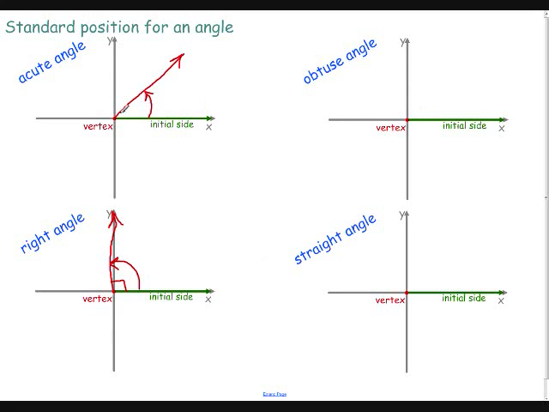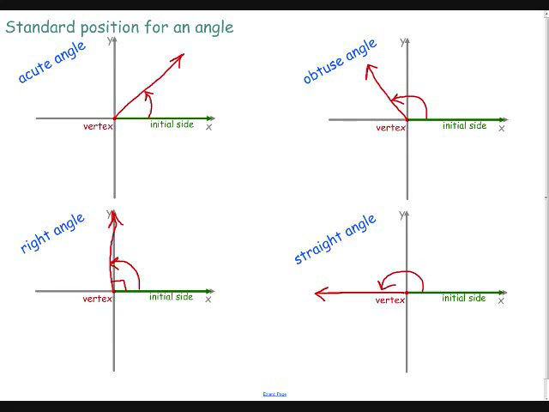An obtuse angle, well, we did acute, which is between 0 and 90 degrees angle measure. We did right, which is exactly 90 degrees. And obtuse, as you remember, is greater than 90 degrees and up to 180. So if I do a positive obtuse angle, there it is. How about a straight angle? Straight angle is exactly, I did really good that time, exactly 180 degrees.